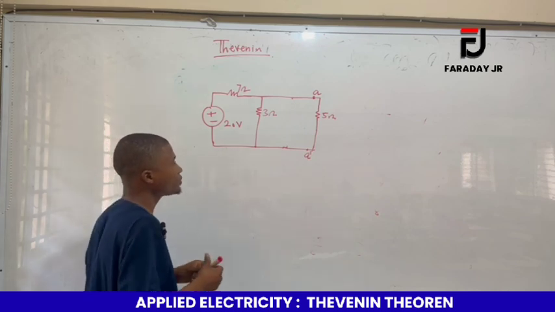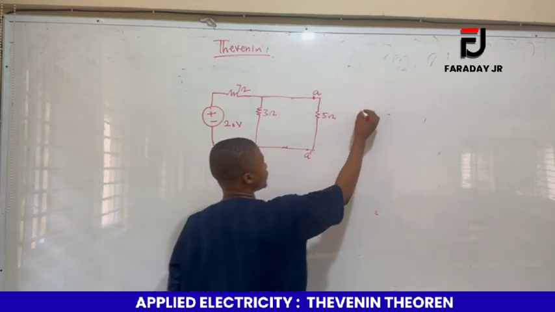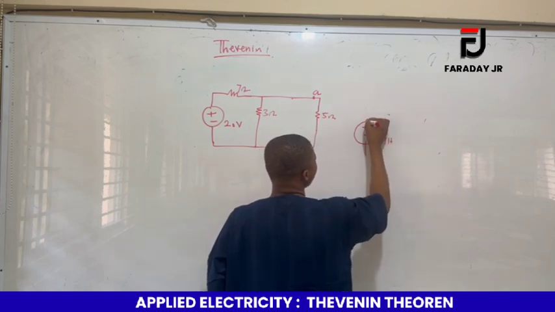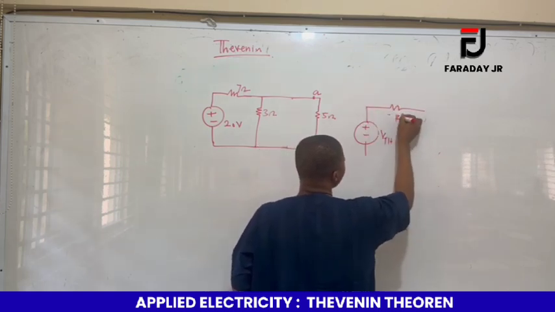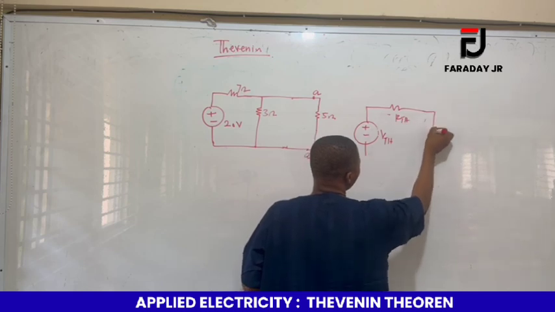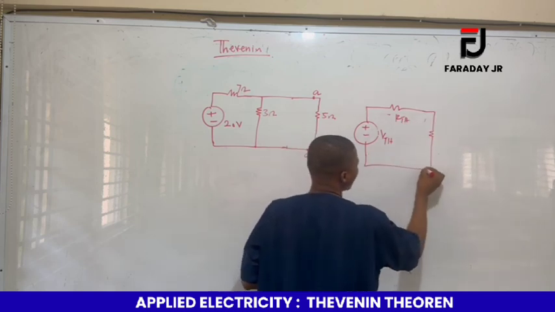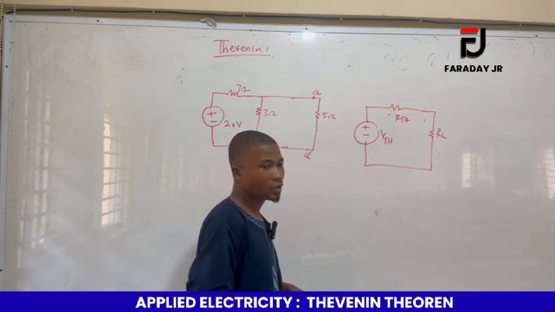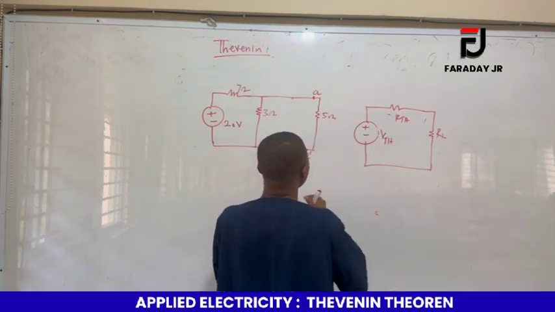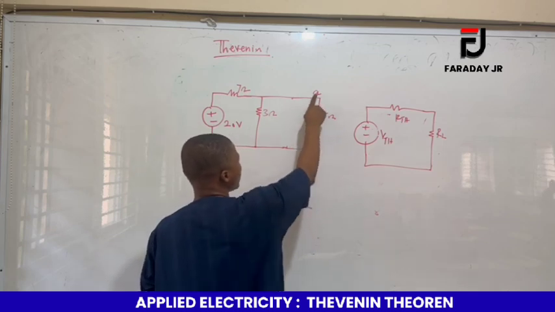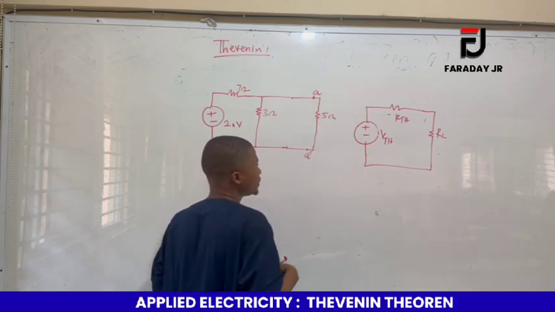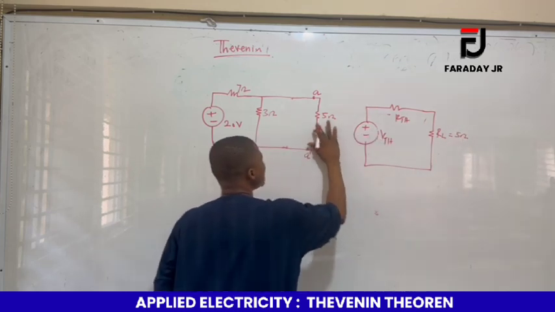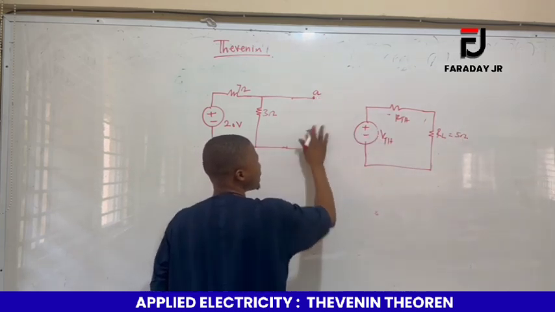Thevenin's theorem must always be represented in this form, where we have our Thevenin voltage, VTH, then our Thevenin resistance, RTH, and finally our load resistance in series with it. This is all about Thevenin. Our main goal: we have the load resistance in this circuit, and we are told to find the current across the 5 ohm resistor. That means we can take out our load resistor, which is the 5 ohms here, and there is nothing left on this side.